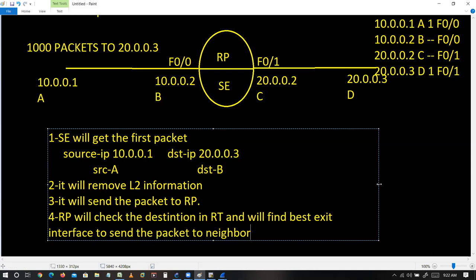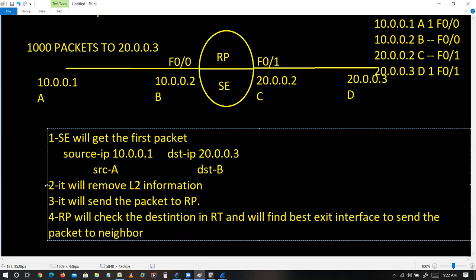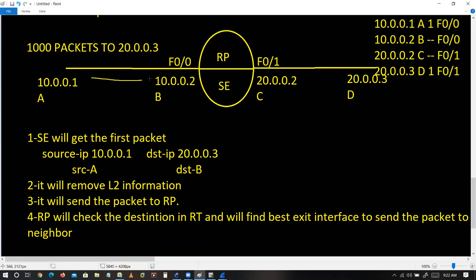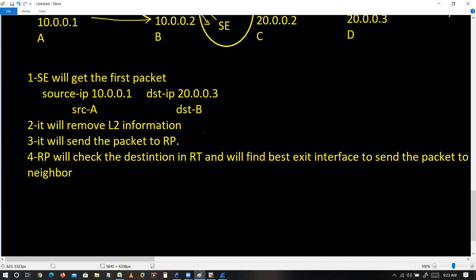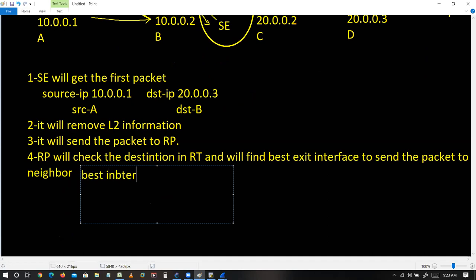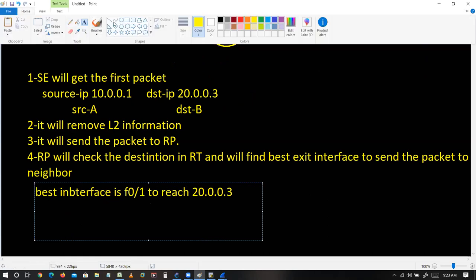Okay. So now what is happening here? This PC is sending the packet out to this router, right? So the switch engine, first of all, will receive the packet, will remove the layer 2 properties and will hand over the packet to the route processor. The route processor has a routing table. So in the routing table, it will check the entries and it will find, okay, this interface is the best interface to send the packet out. So once the device finds the best interface, right now the best interface is F0/1 to reach 20003. Okay. So this is the information that the router will find, correct?